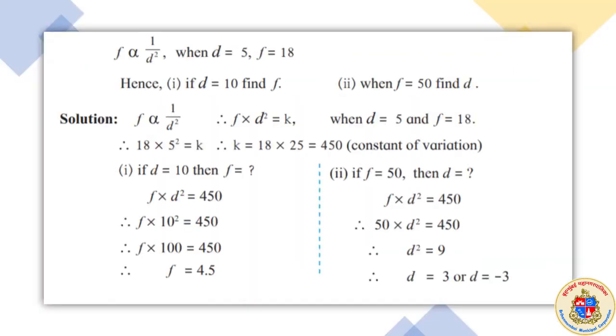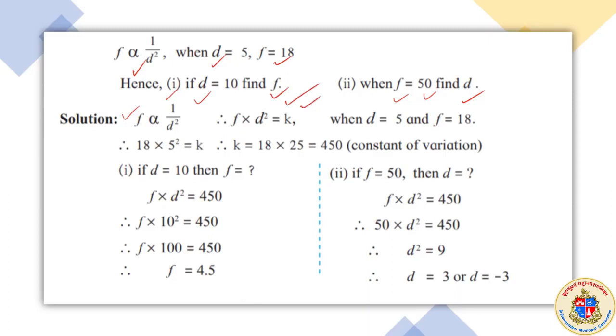Sometimes it will be a direct question. Here f is inversely proportional to d square, where d is equal to 5, f is equal to 18. Hence if d is equal to 10, f कितना होगा? When f is equal to 50, d कितना होगा? ये क्यों दिया है आपके टेक्स्ट बुक में? This is given because you are not familiar with such inverse proportion and inverse dealing. So we will write it in a multiplication way. When f is inversely proportional to d square, we will say that f into d square is a constant.